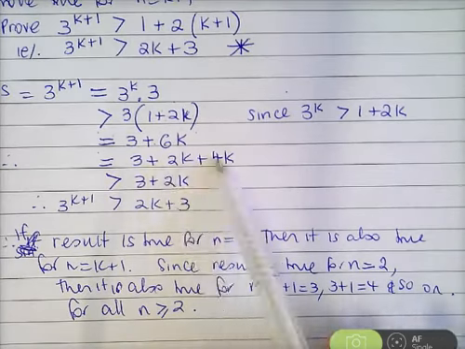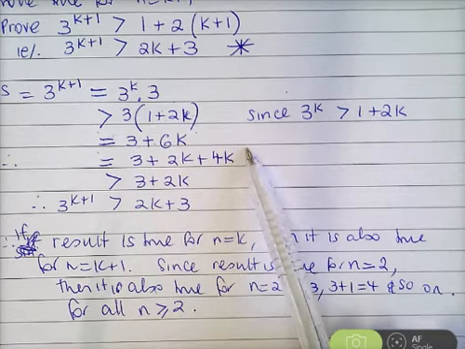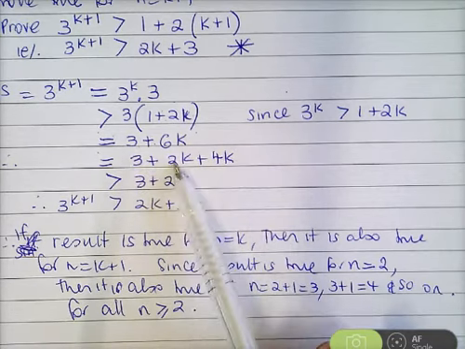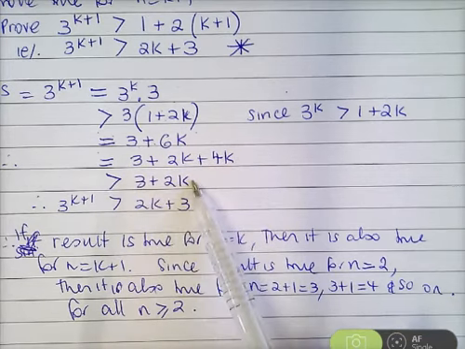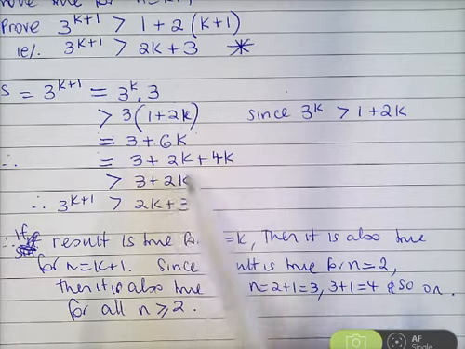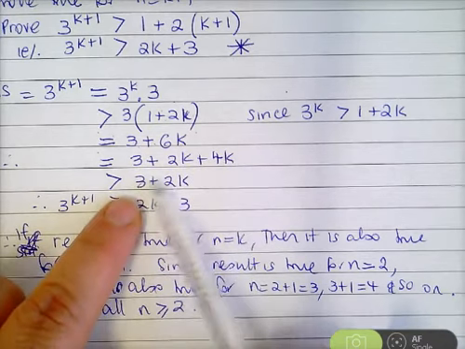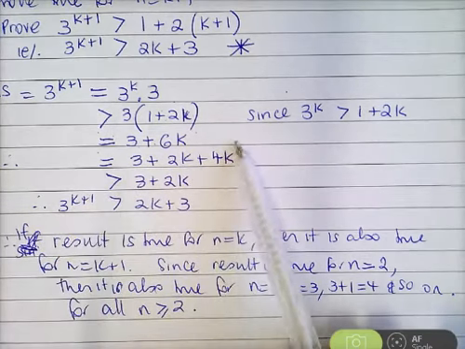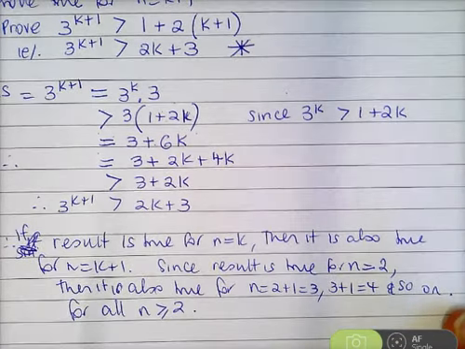Now, in some books you won't see this step, the 3 plus 2k plus 6k, but I like that because obviously 3 plus 2k plus 4k, sorry, is greater than 3 plus 2k, isn't it? Because if k is 1, like that, 3 plus 2k plus 4k is definitely greater than 3 plus 2k because it's got an extra 4k on it. All right? All right, we'll do some more. Ready?